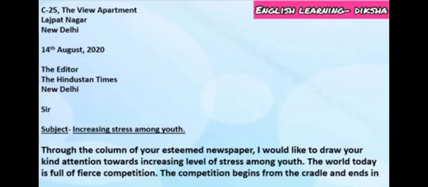So first of all, we have to write sender's address, that is C/25, the View Apartment, Lajpat Nagar, New Delhi. Then after leaving one line comes the date, that is 14th August 2020. Next, again after leaving one line comes the receiver's address, that is the editor, the Hindustan Times, New Delhi. Then after leaving one line, write salutation, that is sir. Then after leaving one line comes the subject, that is increasing stress among youth. Then comes the main content.